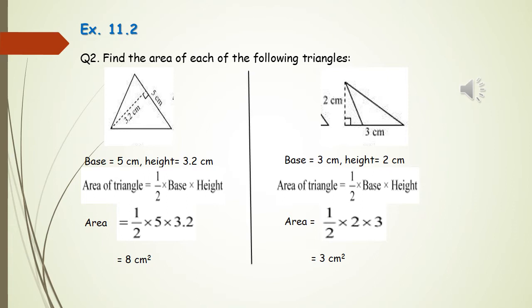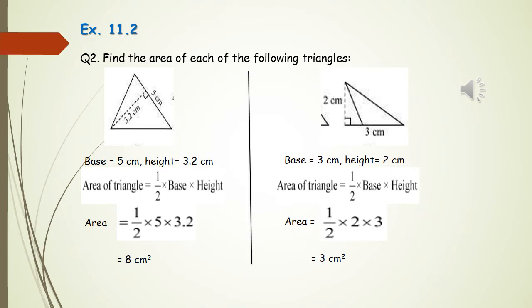Area of triangle, the formula is half into base into height. So we are substituting the values as half into 5 into 3.2 and we find the area is equal to 8 centimeter square. Why is it centimeter square? Because we are multiplying 5 centimeter and 3.2 centimeter. Centimeter into centimeter is centimeter square.